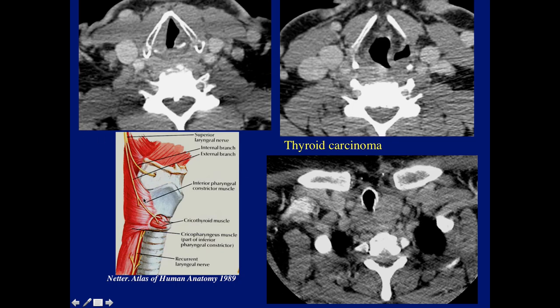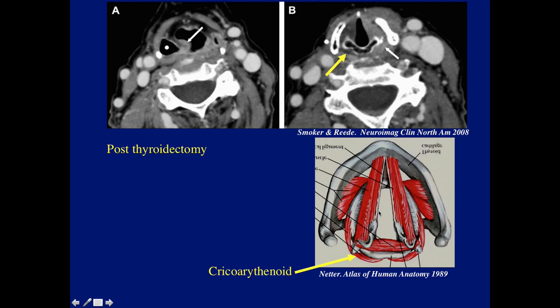Okay? So it would involve not only the recurrent nerve, but also the superior laryngeal nerve and its branches. So this was a lesion right there. And again, this patient had a thyroidectomy, and again we see the laryngeal paralysis and the denervation atrophy of the cricoarytenoid.